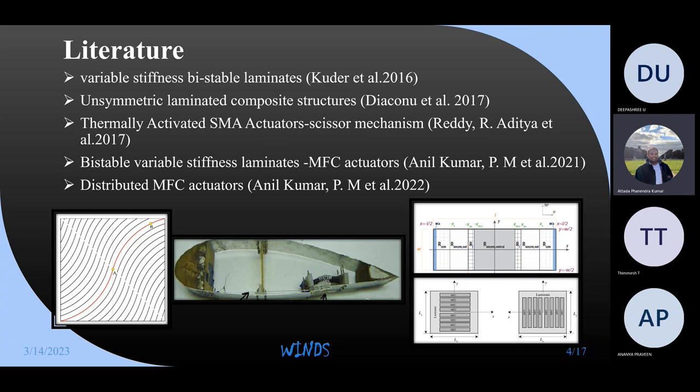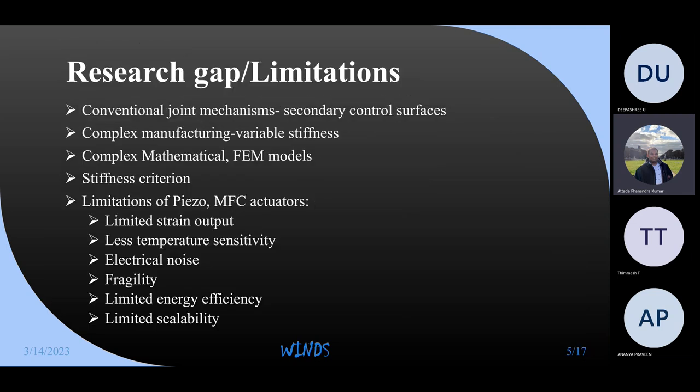And some literature works involve the bistable variable stiffness laminates with MFC actuators, these macro fiber composite actuators. And also some tailored composite structures, systematically arranging the symmetric and unsymmetric composite laminates in order to get the bistability. Okay, I forgot to mention, what is bistability?